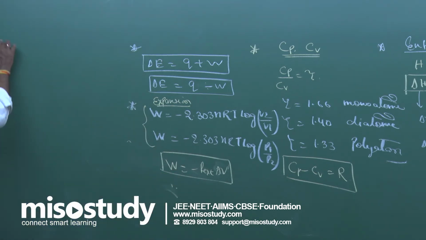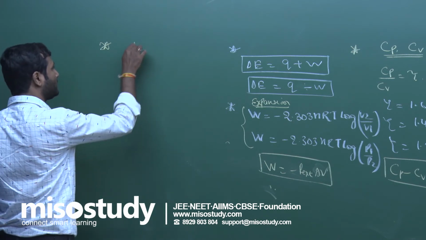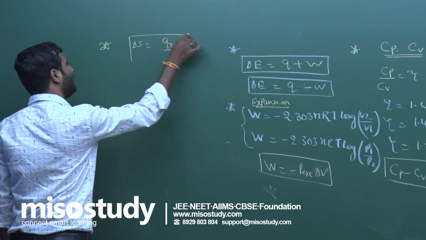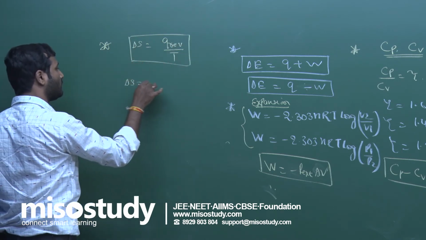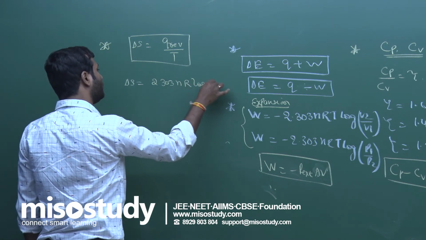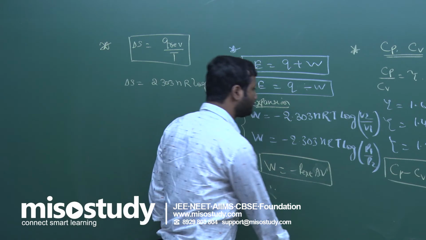Now we have entropy. Entropy is the measure of randomness. Entropy change delta S is equal to Q reversible upon T. For an isothermal process, entropy change is equal to 2.303 nR log V2 upon V1. These are the general formulas we use.